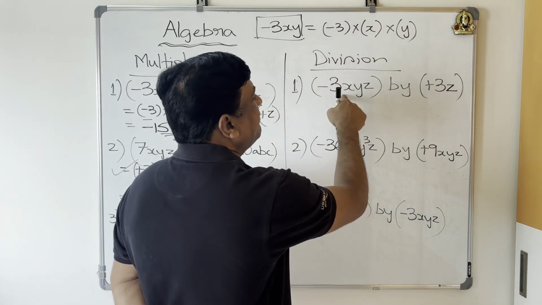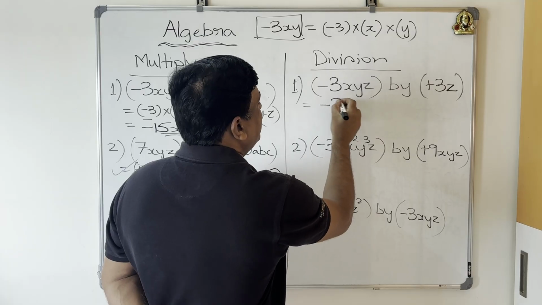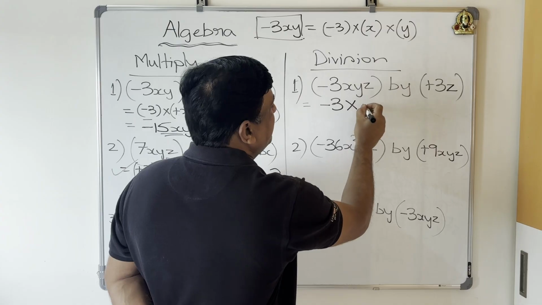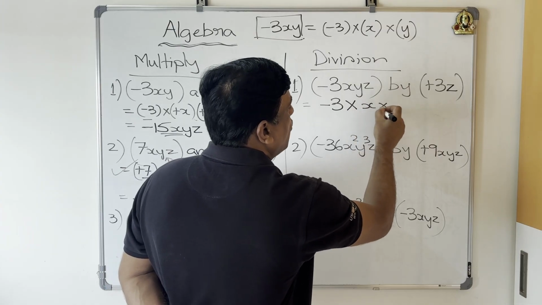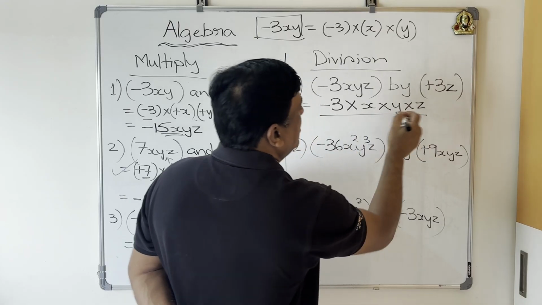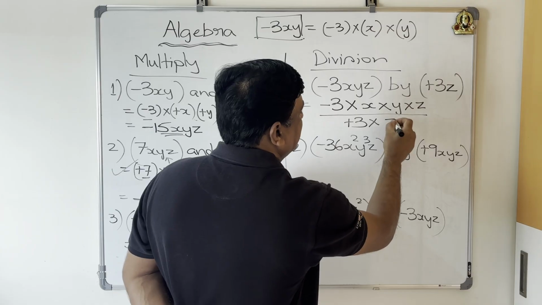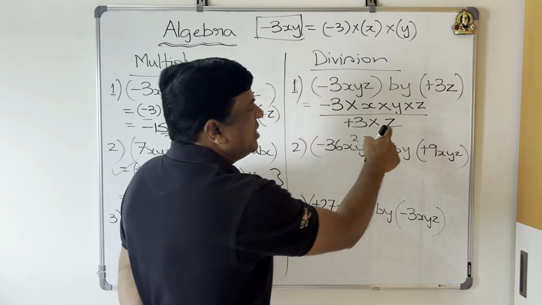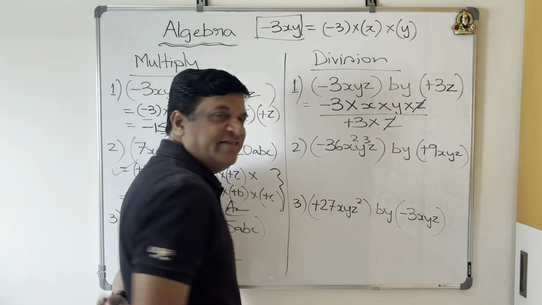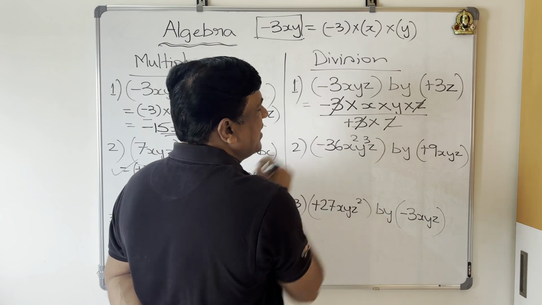So what are they saying? Divide this quantity by this quantity. So you're going to write it like that. -3 times x times y. Here it's better to break it down into factors, so it will become easy. So +3 times z. Now if you look at it, z and z are common, so you can cancel this out. 3 and 3 are common, you can cancel it out.